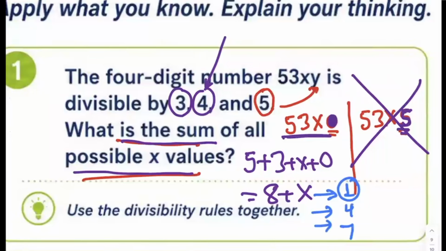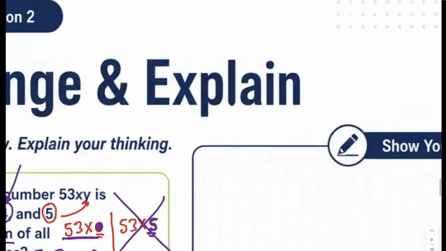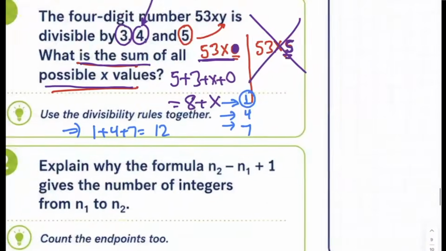Then what is the sum of all x values? 1 plus 4 plus 7 is 12. Okay, great. So we are doing great. So let's see another interesting problem.